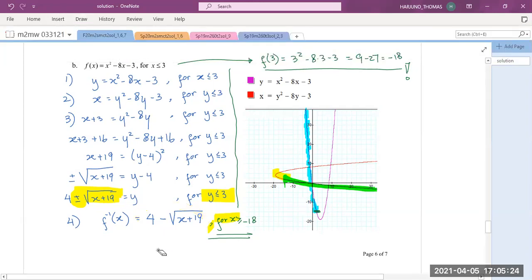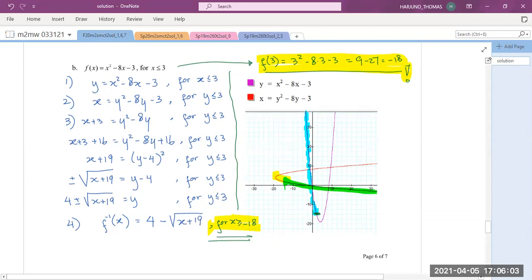Okay. Let me erase this coloring. There was only one student who observed this, and I gave them one extra point. The explanation is from what I did here. Now let me go on to the next question.